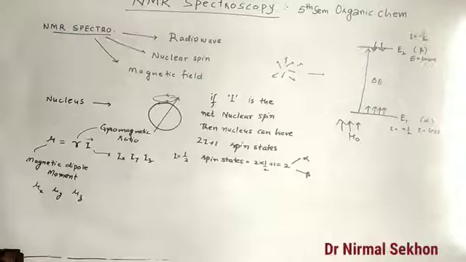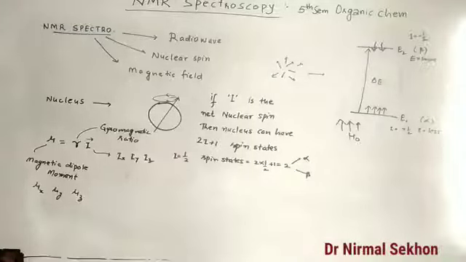From where does it come? Due to the charge and spin of the proton. If you look at the nucleus, what is the magnetic dipole moment? That is because of its charge and spin, and it is called the magnetic dipole moment. It is represented by mu, and it is equal to gamma into I.